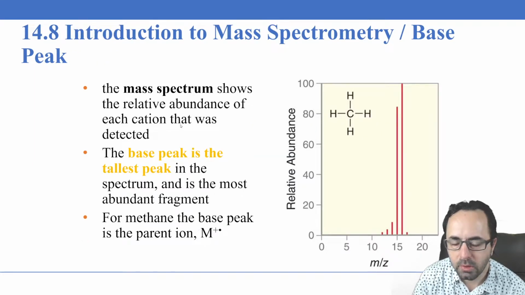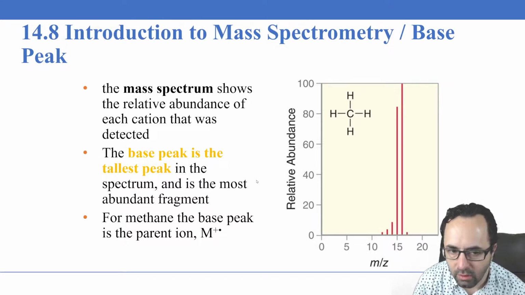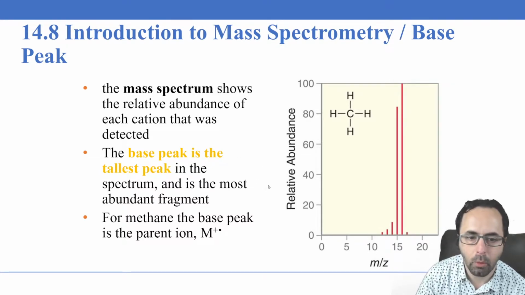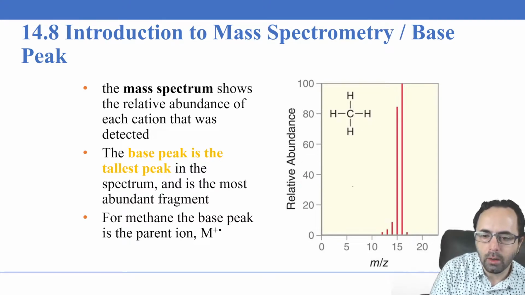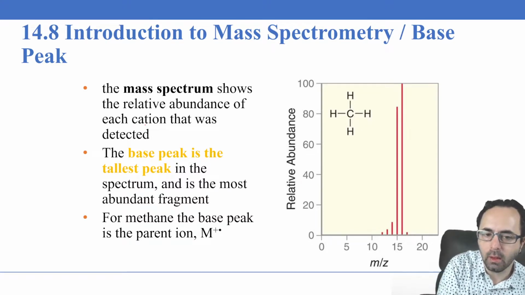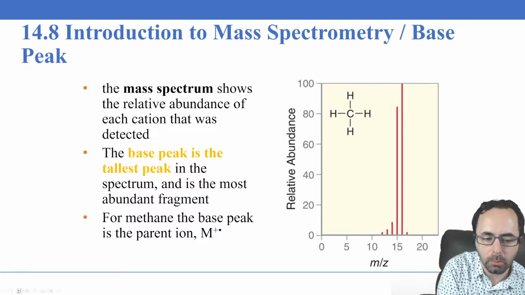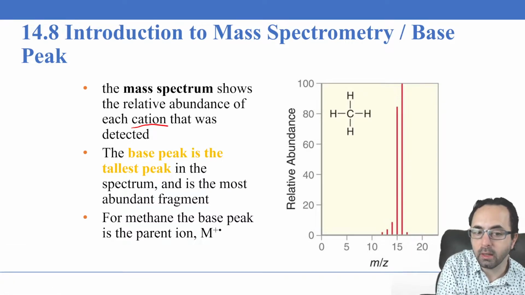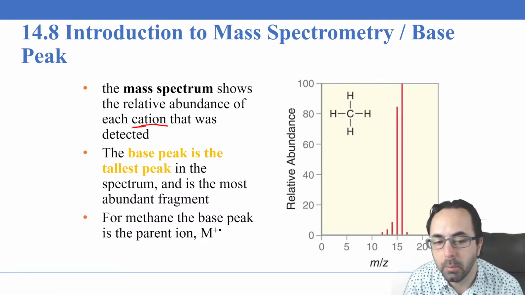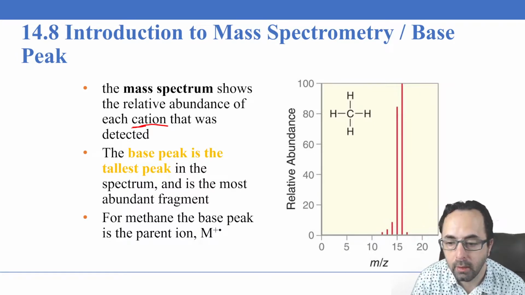So the mass spectrum is going to show us a relative abundance of each cation that's detected. So that's important. Cation, okay? Again, if one potential cation is more stable than the other, we're going to see a much larger peak associated with that cation. That might just indicate that it's a more stable cation, or it could indicate that there's more of that piece. It could indicate either one.